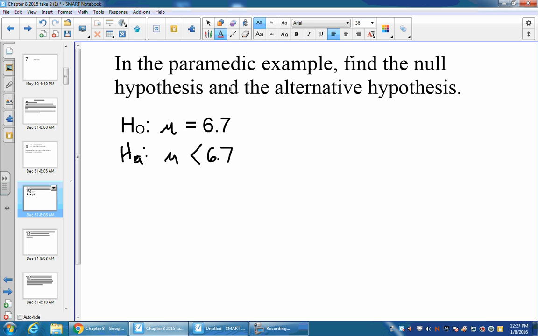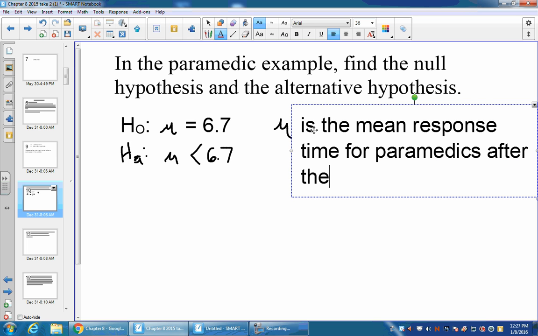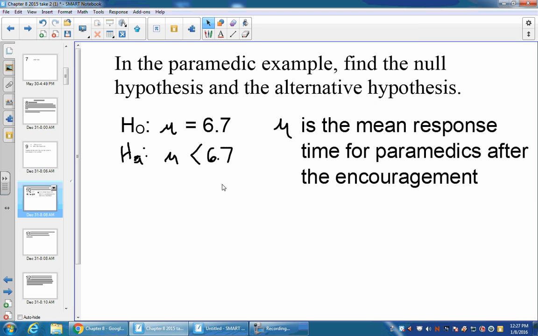So once we have that, now we have to define what mu is. So I'm just going to write mu, and now I'm going to type so you can read what I'm writing better. Mu is the mean response time for paramedics after the encouragement. Now, we know that the x bar, the sample, is less than 6.7. But if we generalize to the whole population, are all of the calls going to be less than 6.7? That's the thing that we're checking.